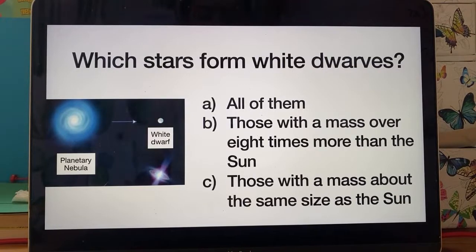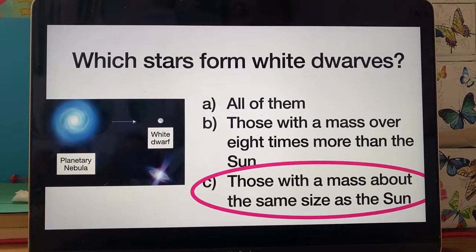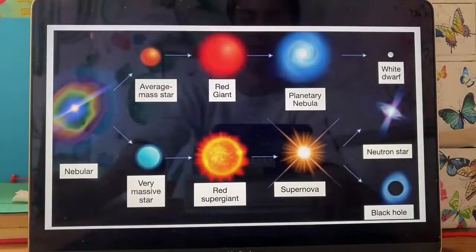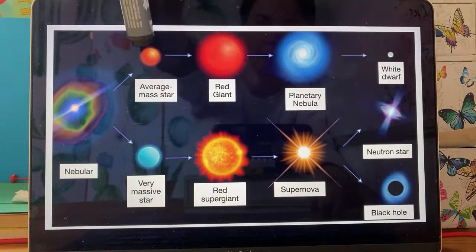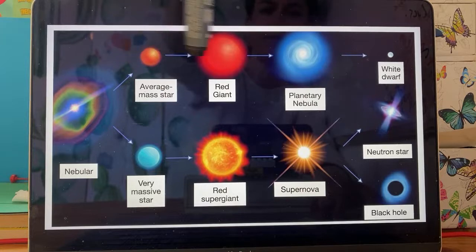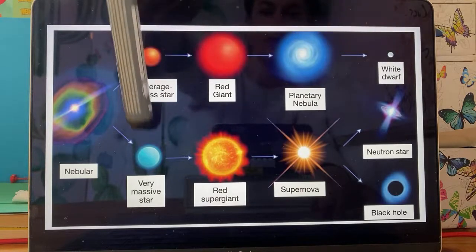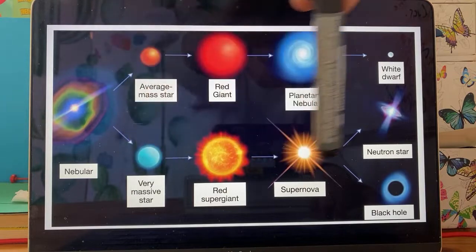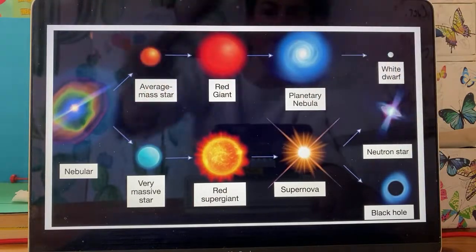The answer is... it's those with a mass about the same size as the sun. There you go. So white dwarfs are stars that start out about the same size as our sun, like 80% smaller maybe, or 8 times more massive. They become white dwarfs. If they're really massive, then something else happens. You've got those neutrons forming.